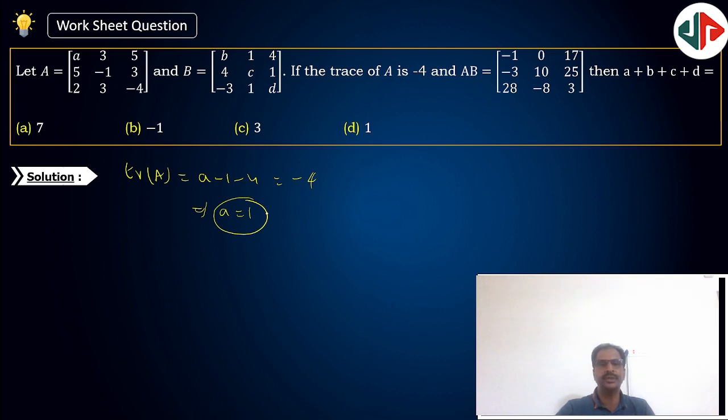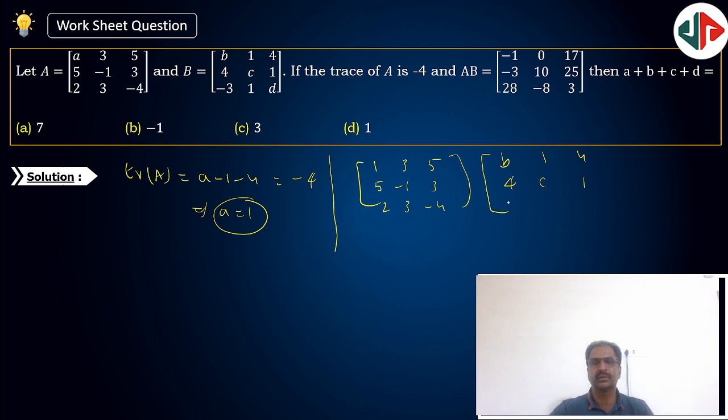Next, A into B is given. What is A? [1 3 5; 5 minus 1 3; 2 3 minus 4] into B. What is matrix B given? [b 1 4; 4 c 1; minus 3 1 d]. So multiply these two matrices. Divide the first matrix into rows and second matrix into columns. And you know how to multiply two matrices. By multiplying, what do you get?